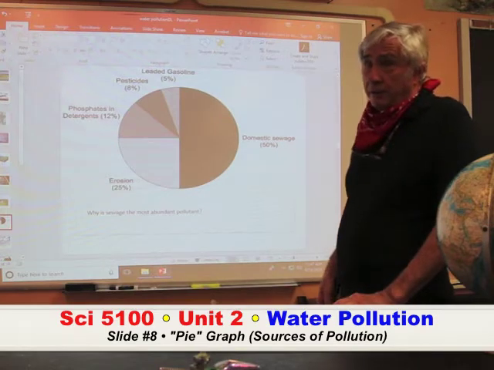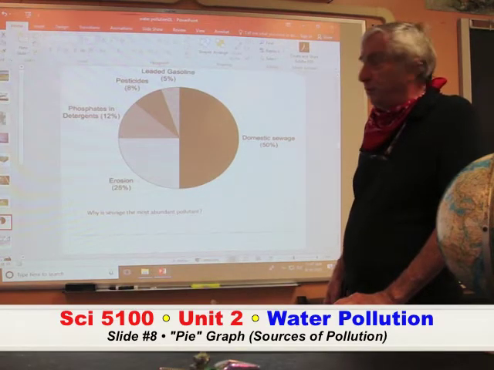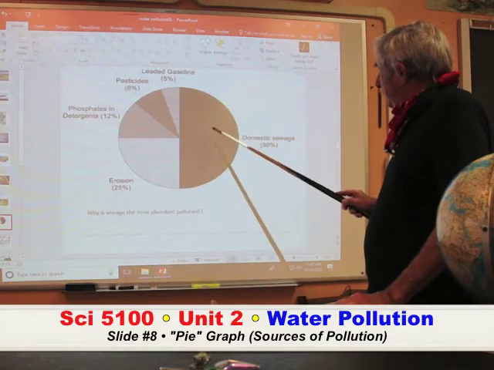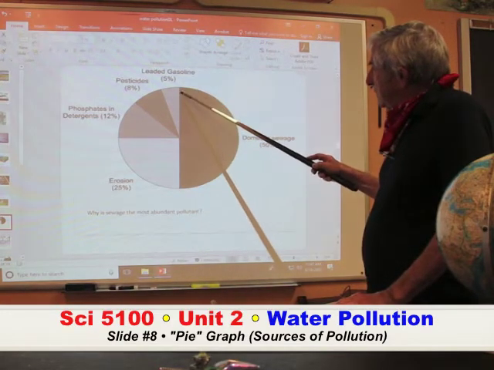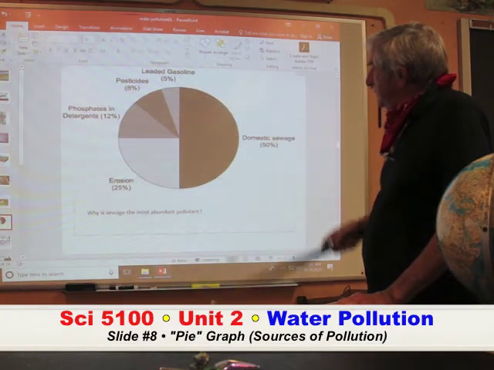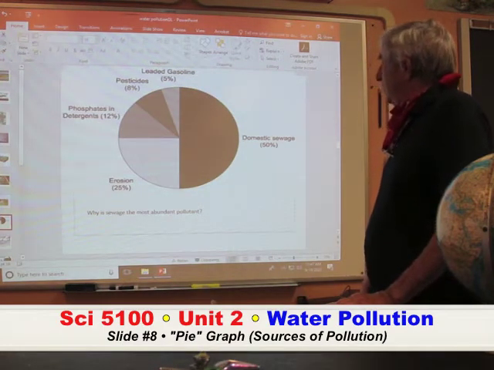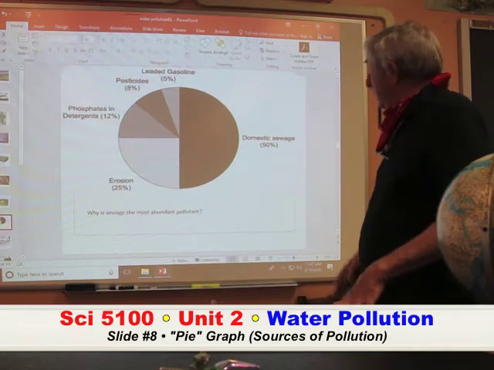They're very useful, but too many of them will cause an algae bloom. So you can see that domestic sewage is high. Why is sewage so high? If you look at these, the gasoline leaks into the ground. It's absorbed by the soil. Eventually it gets into the water, but not that much, not as much as sewage.